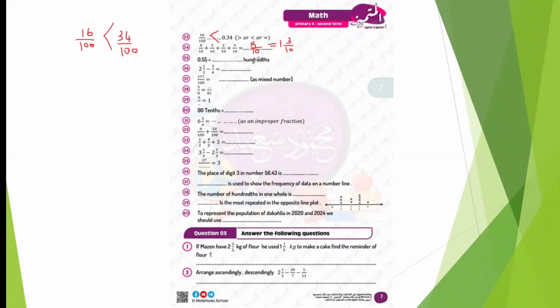25. 0.55 equals how many hundredths? Let's go back to its origin. Move the decimal point 2 steps to the right, so it will be 55. To check, 55 hundredths, divide by 100 to be 0.55.